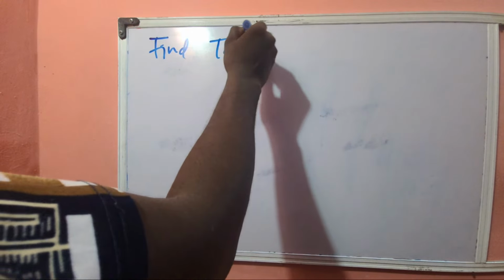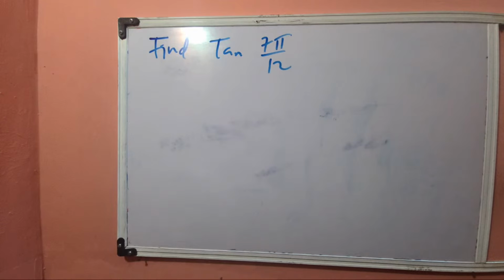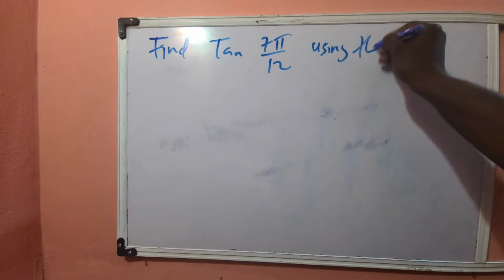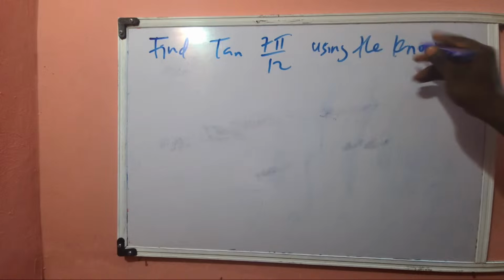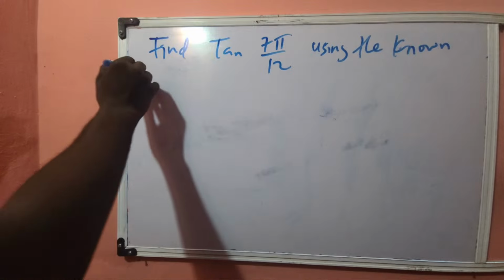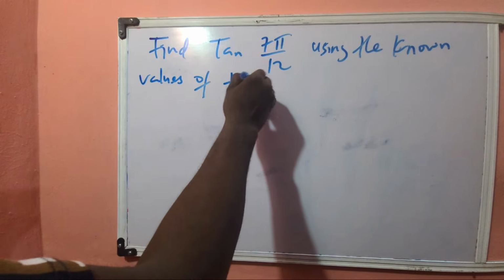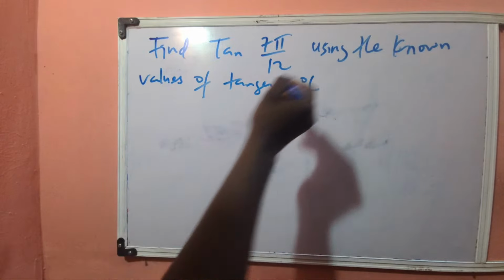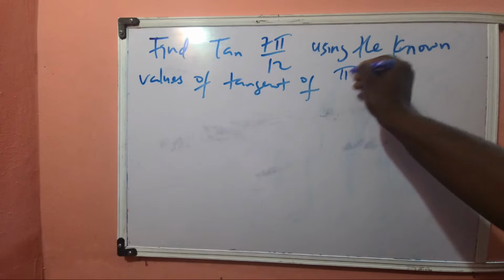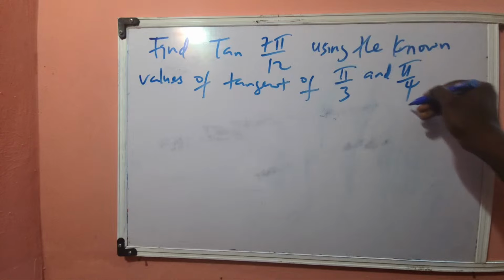The question said find tan 7 pi over 12 using the known values of tangent of pi over 3 and pi over 4.